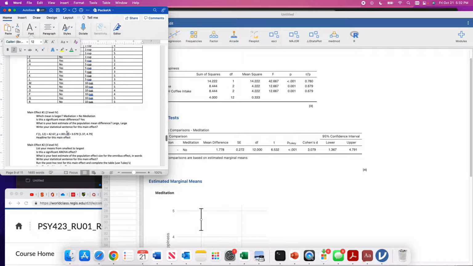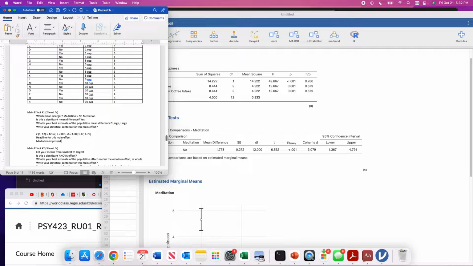So does D. And that is it. I want to make sure. Oh, I made one mistake here. 3.08. Everything's to the second decimal. Everything that needs a 0 in front of it has it. That's how I write that headline for this main effect.